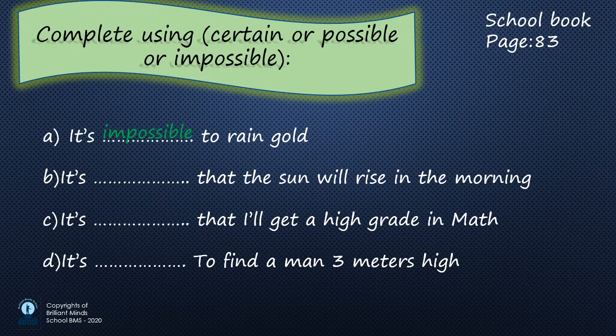Number B. The sun will rise in the morning. For sure, the sun rises in the morning, so this is a certain event. Number C. I will get a high grade in math. Maybe yes, maybe no. I hope yes, for sure, but it's up to you. So it's maybe yes or maybe no, so this is possible.